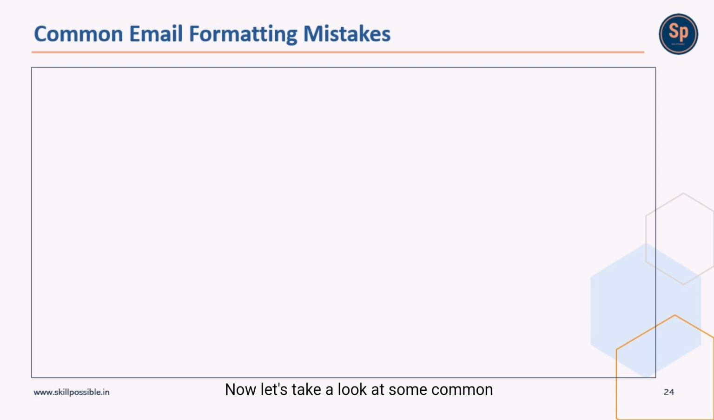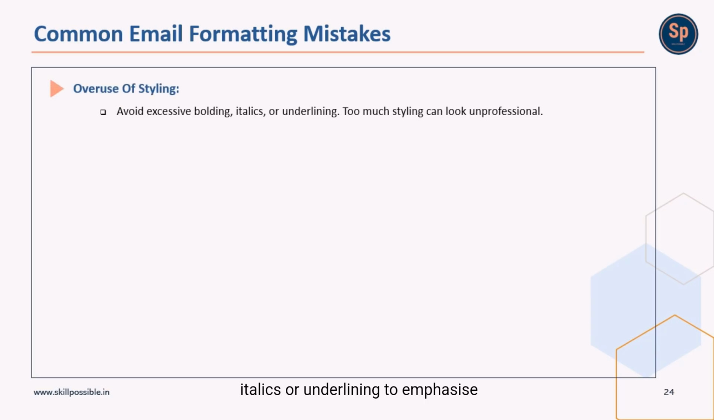Now let's take a look at some common email formatting mistakes that can reduce the clarity and professionalism of your message. First, overuse of styling. It's tempting to use bold, italics, or underlining to emphasize points, but too much of it can actually distract your reader and make the email look unprofessional. Use styling sparingly and only where it adds value.